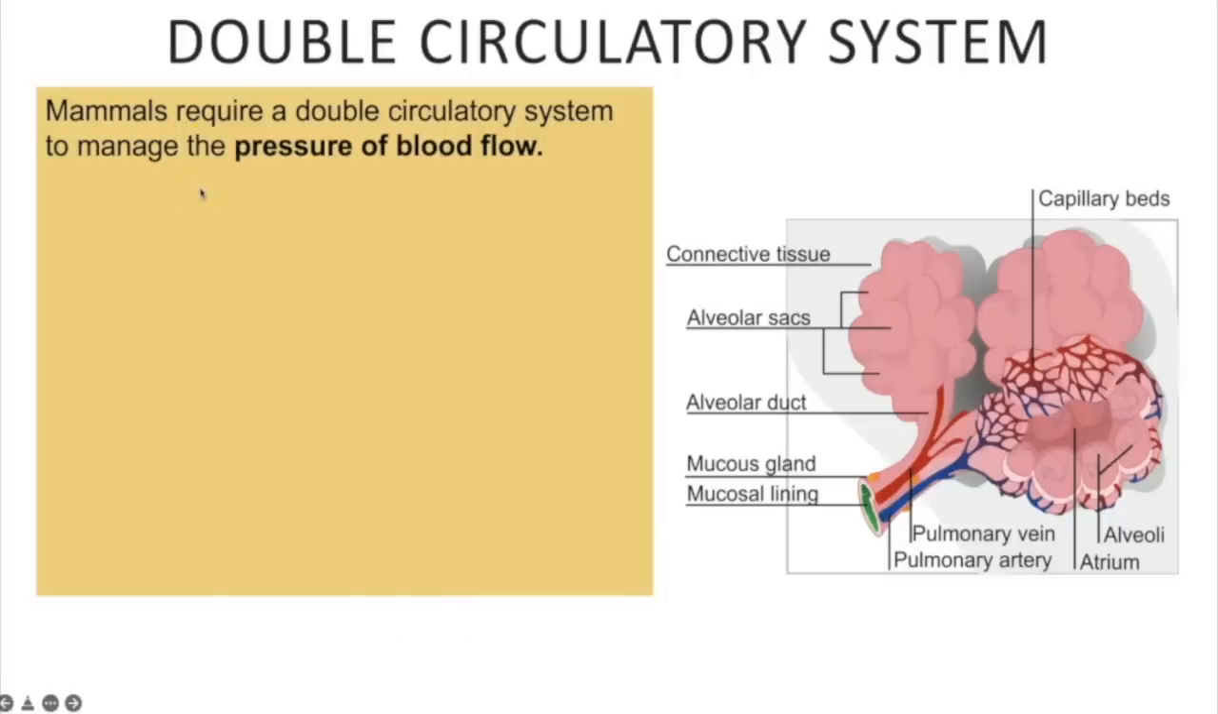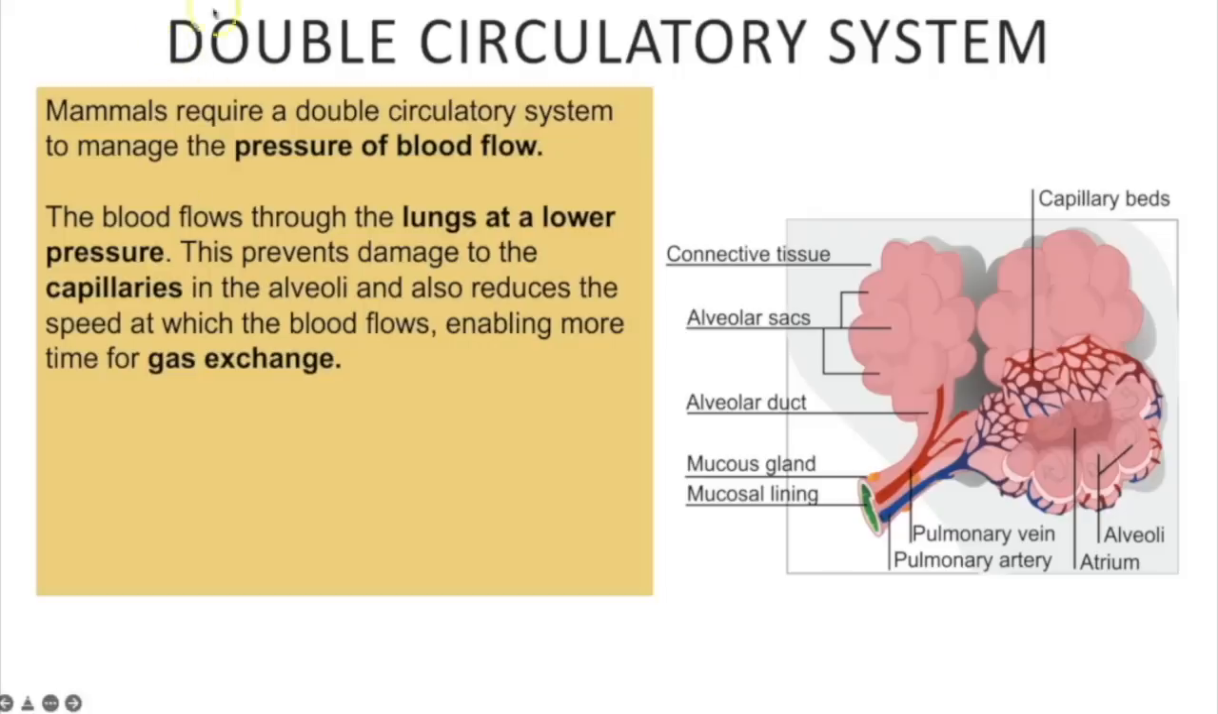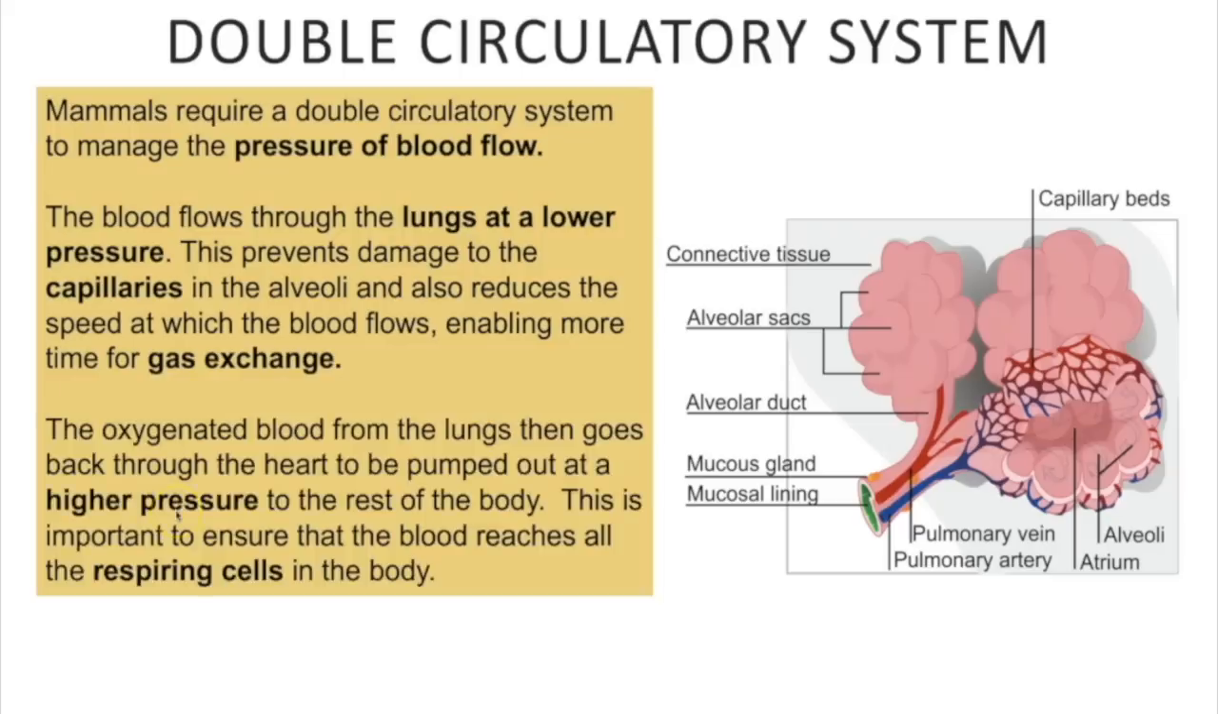Mammals are required to have a double circulatory system to manage the pressure of blood flow. The blood flows through the lungs at a lower pressure, and this is to prevent damage to the capillaries in the alveoli, but it also means that the blood will flow at a slower speed, so there is more time for gas exchange. The oxygenated blood from the lungs then goes back to the heart and it's pumped out at a higher pressure to the rest of the body.